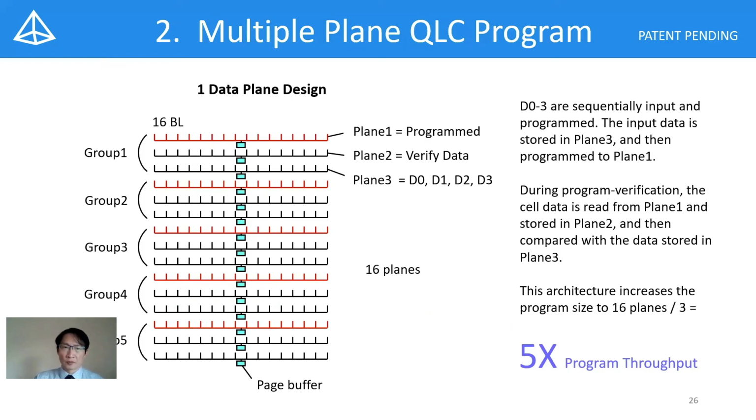To further increase the program throughput, we developed another architecture. This architecture divides 16 planes into 5 groups. Each group contains 3 planes: 1 for programming, 1 to store the input data, and 1 to store the data read from the cells. By using this architecture, the program throughput can be increased to 5 times.